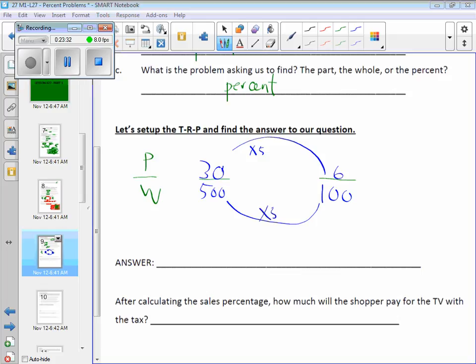Now I'm going to show you why Marcus was right. We've been calling this 30 the part. We've been calling the 500 the whole. And this is the percent. But watch what happens when you set up the matrix. We're now dealing with a tax. So the way this gets set up when you do this, I'm still going to call it part, whole. But watch what we're going to do.